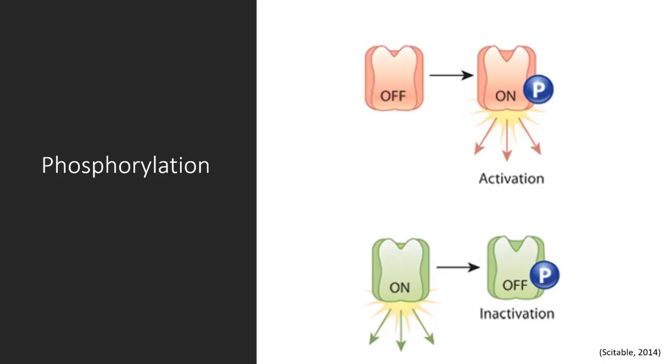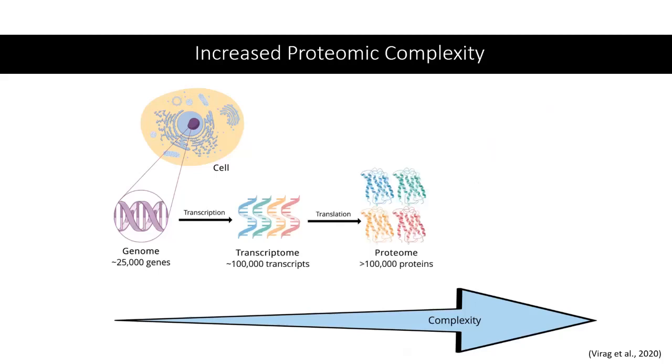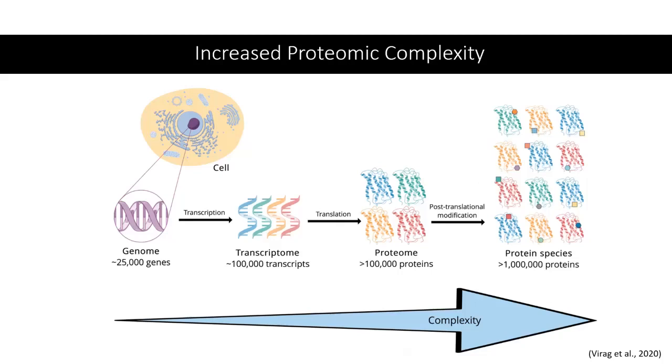This leads us to one of the most important results of post-translational modification, which is increased proteomic complexity. We start out with only a set number of genes. Through the process of transcription and translation, the cell can select and activate these genes in a way that can code for over 4 times the number of proteins. However, with post-translational modifications, we now have over 1 million protein species. That's over 40 times our original genes.